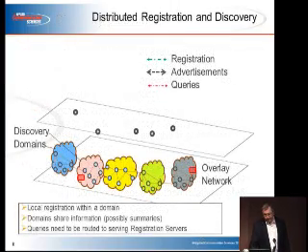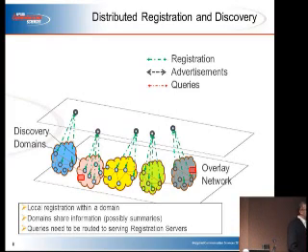So the way we talk about doing distributed discovery here is through a mechanism that involves registration, advertising of information, and then ultimately querying for the information. So the idea is, for scalability, we would break the nodes into different domains. I'm not going to say too much more about that, but that actually is a problem in and of itself.